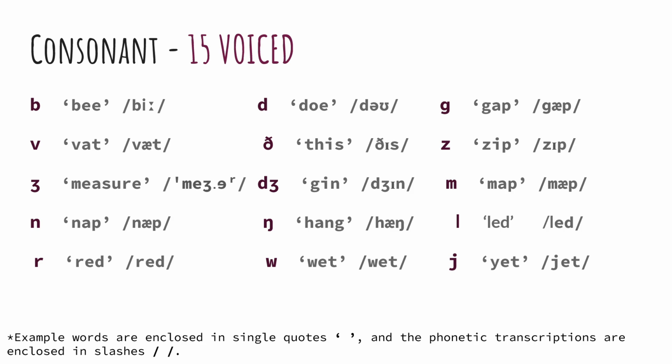Now let's look at those 15 voiced consonants. They are b, b, d, do, g, gap, v, vat, th, these, z, zip, r, measure, j, gin, m, map, n, nap, n, hung, l, lad, r, red, w, wet, y, yet.